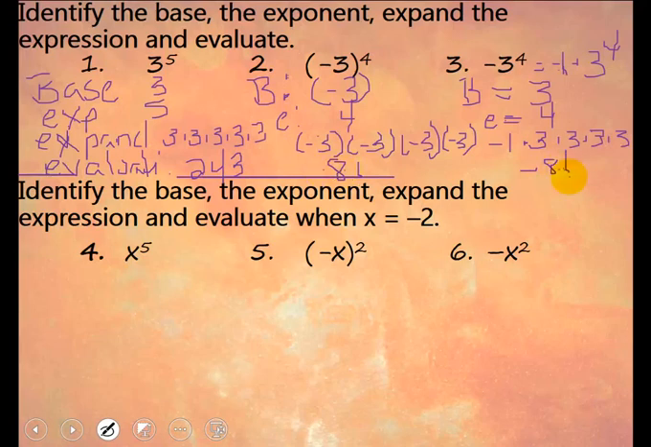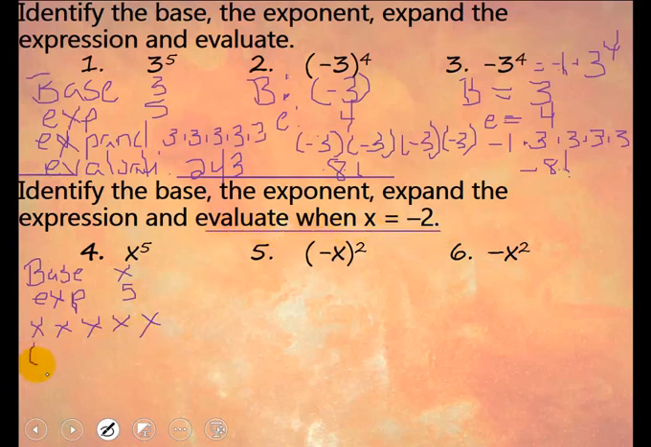I'm going to do number 4 and let you do 5 and 6 as video questions. Here, our base is x. My exponent is 5. If I expand this, this is x times x times x times x times x. To evaluate, I'm going to plug in a -2, so I get -2 times -2 times -2 times -2 times -2, and that gives me -32. That's my evaluation. Go ahead and do 5 and 6 on the video as part of the video questions and come back and check your work.